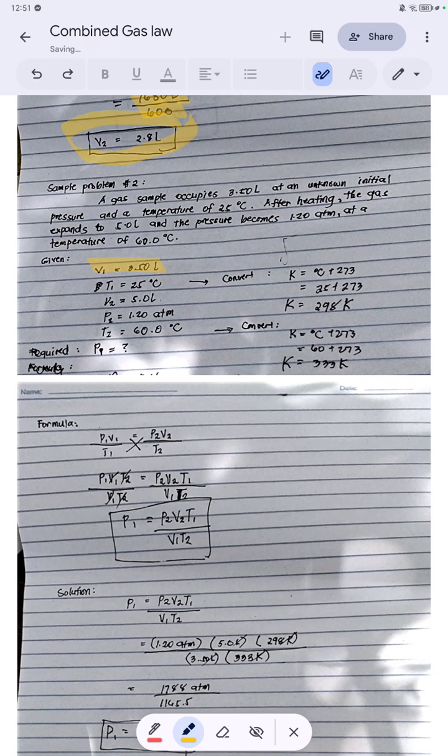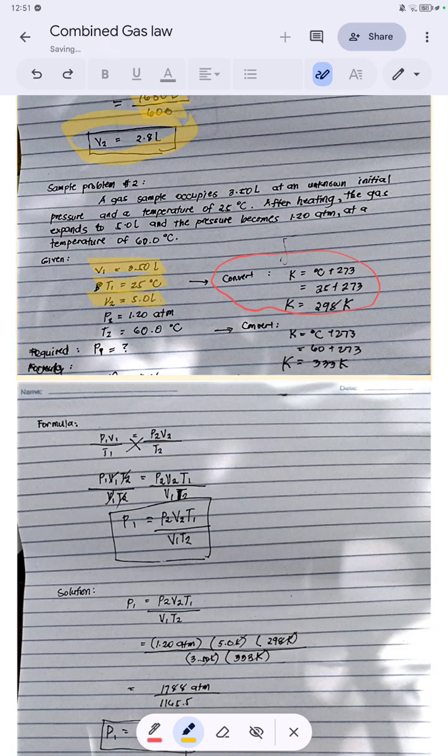equals 3.50 liters. T1 is 25 degrees Celsius. So, it's in degrees Celsius, so what you're going to do is convert it first to Kelvin. So, that is 298 Kelvin. What about the V2?